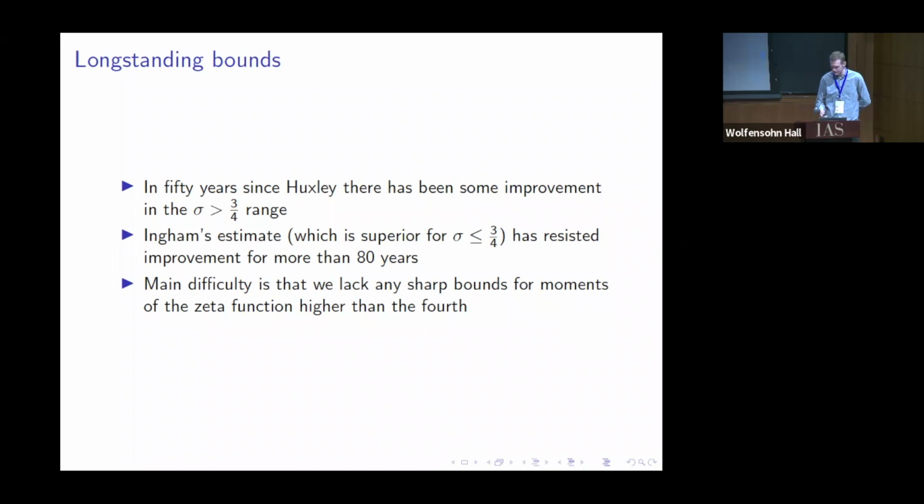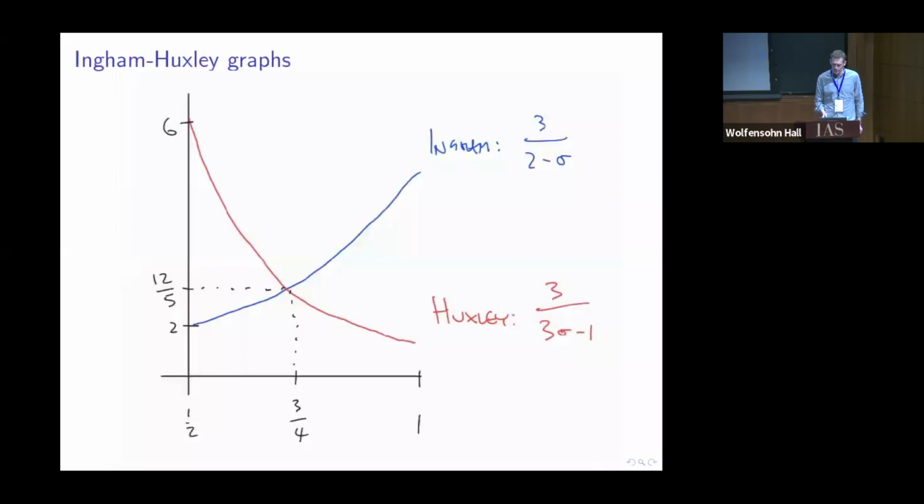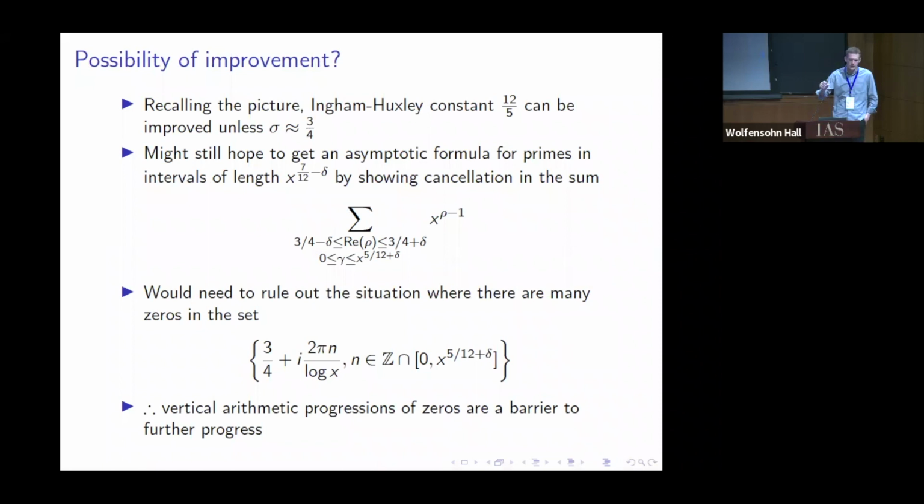Okay, so maybe this 12 over 5 constant is tough to improve. We could still think about what we could try and do if we wanted to improve this result. If we go back to this picture, you can see that if sigma is a little bit away from 3/4, we would get a better constant. If I move a little bit to the left, I'm dipping below 12 over 5. If I move a little bit to the right, again dipping below 12 over 5. So it's only right here when sigma is very close to 3/4 that this constant can't be improved.